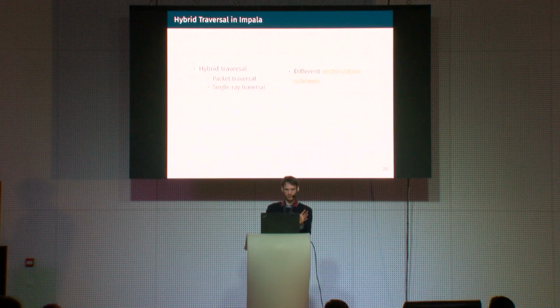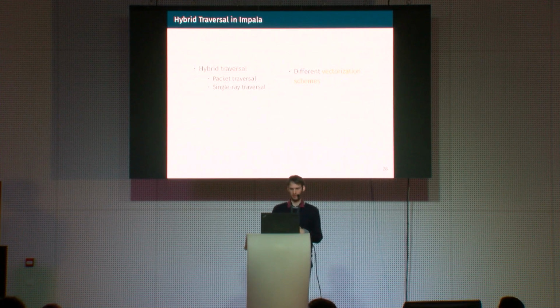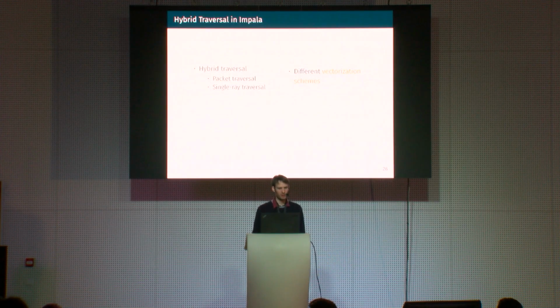So that's all for the language. I want to go back to the use case for it, which was ray traversal. In this case, I want to implement an efficient algorithm for ray traversal, which is hybrid ray traversal. Hybrid ray traversal is based on two different sub-techniques, which are packet traversal and single ray traversal. And the idea is to start with packet traversal at the top of the tree, and then switch to single ray traversal when SIMD efficiency drops.